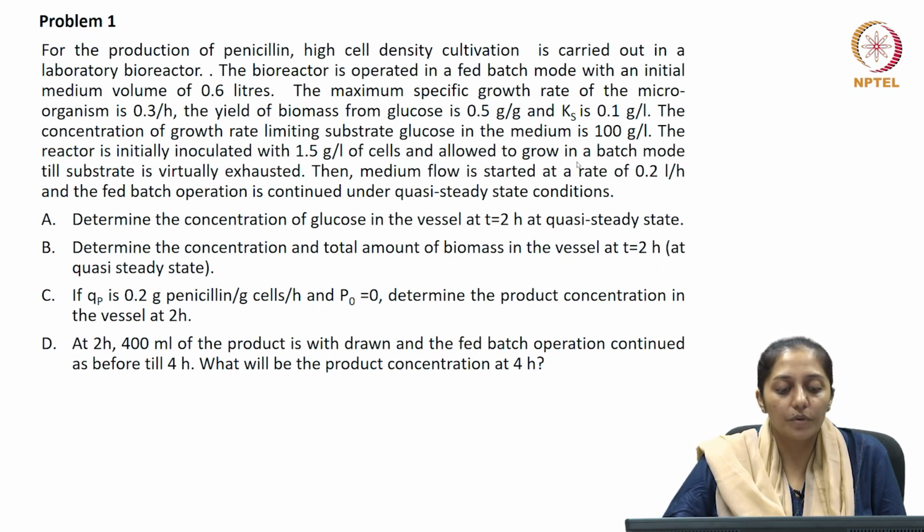The concentration of growth rate limiting substrate, glucose, in the medium is 100 grams per liter. The reactor is initially inoculated with 1.5 grams per liter of cells and allowed to grow in a batch mode till substrate is virtually exhausted. Then medium flow is started at a rate of 0.2 liter per hour and the fed batch operation is continued under quasi-steady state conditions.